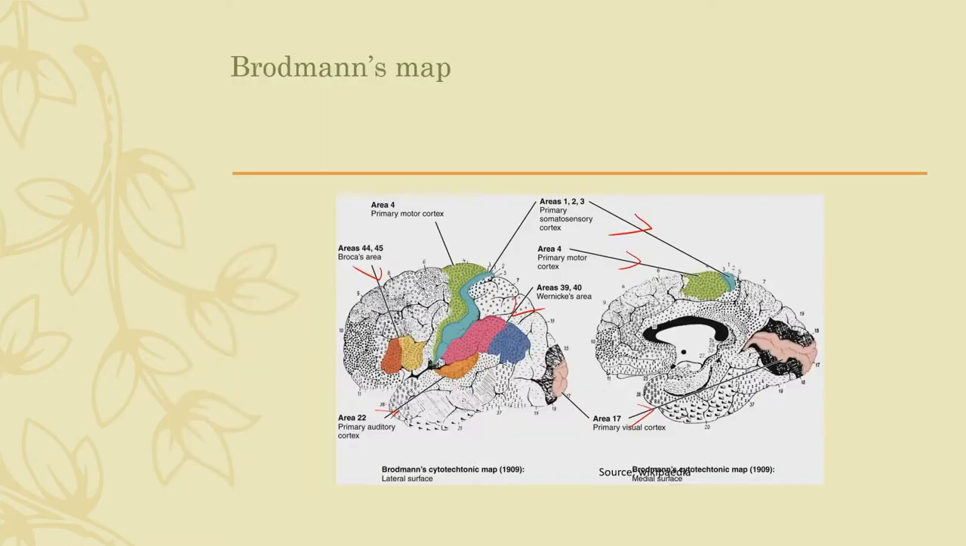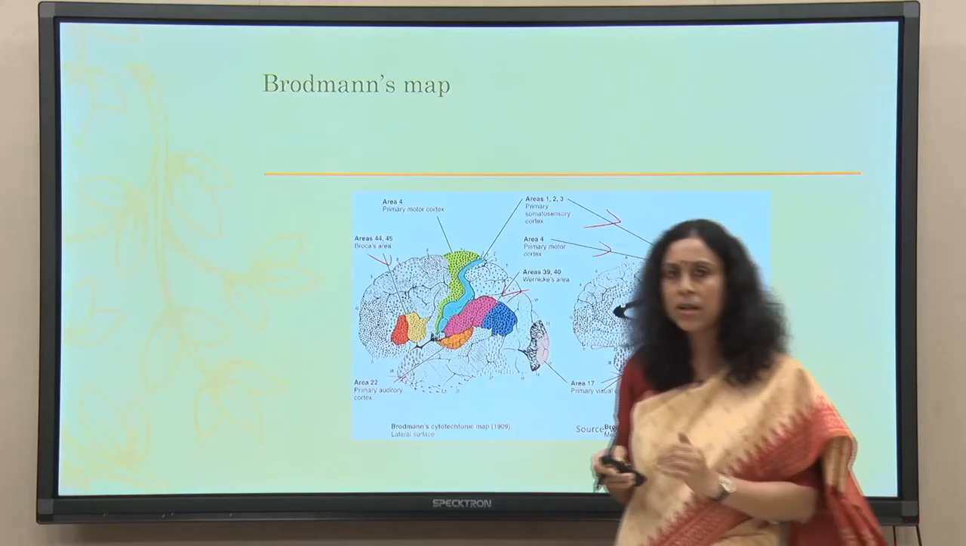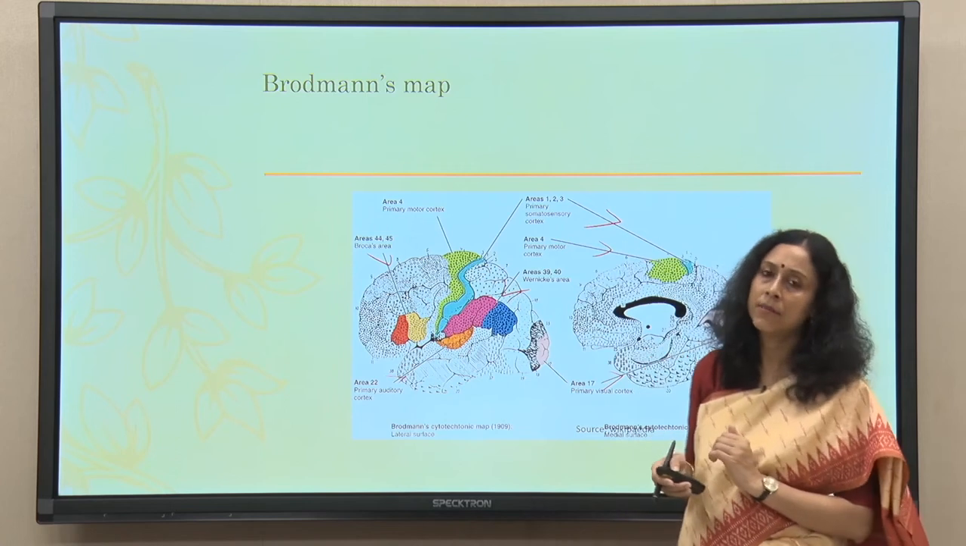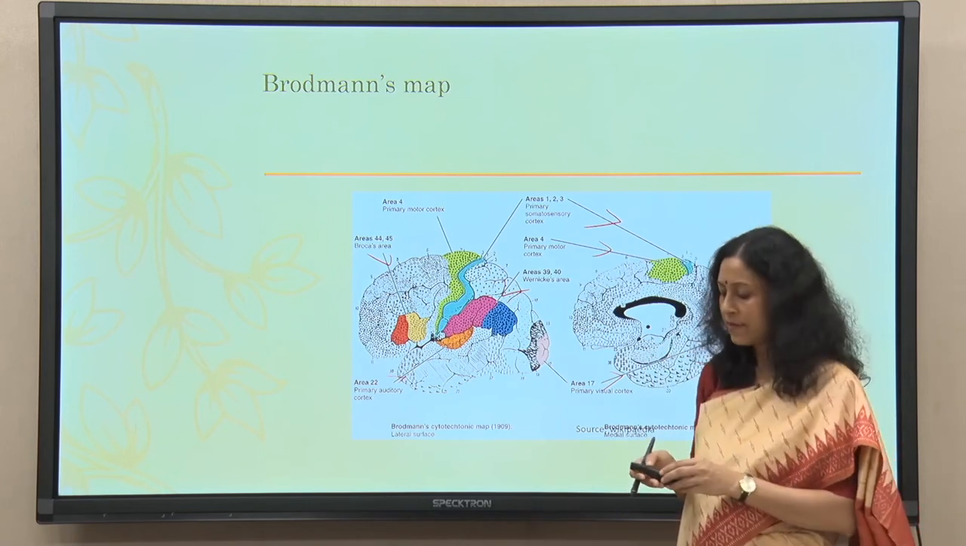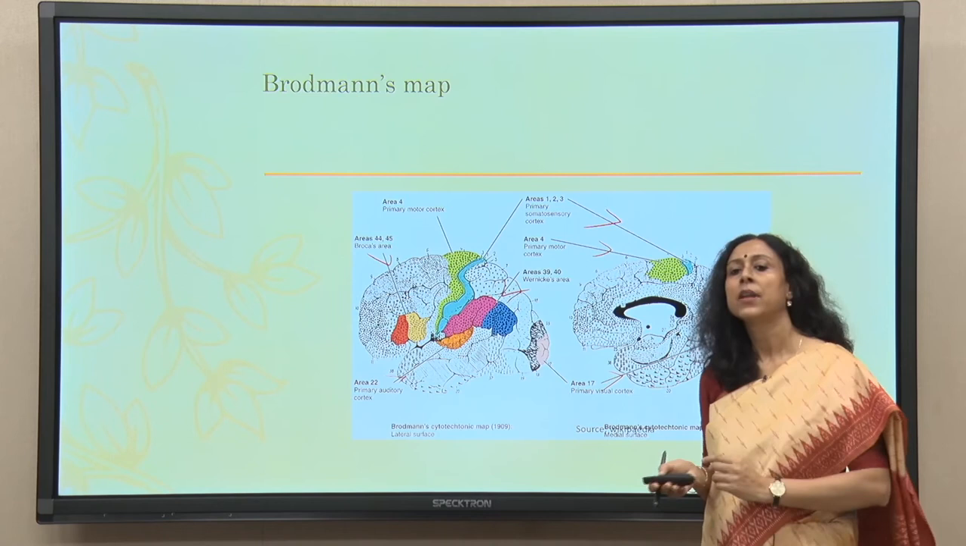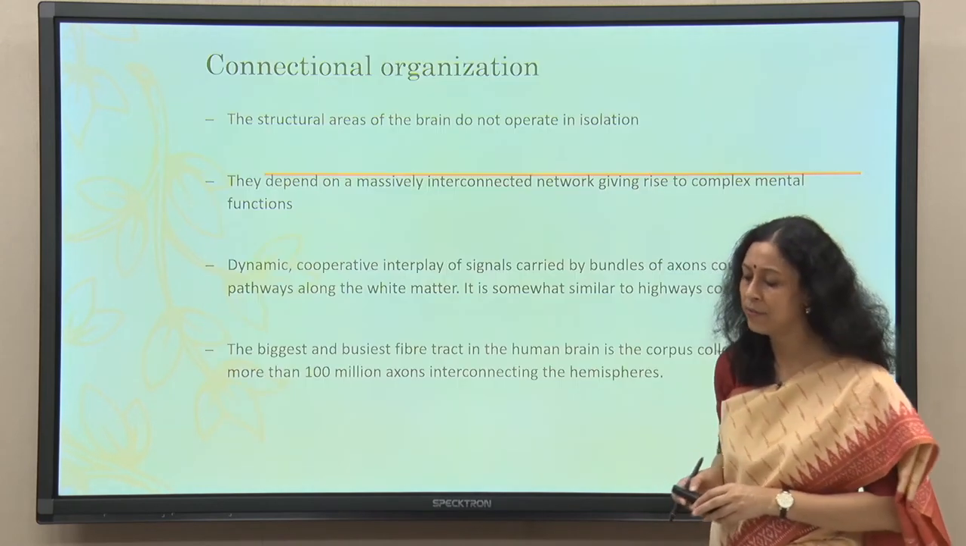So basically, Brodmann's areas are referring to various local areas within the brain, on the surface of the brain, that are responsible for certain functions. So this is again a functional organization of the human brain.